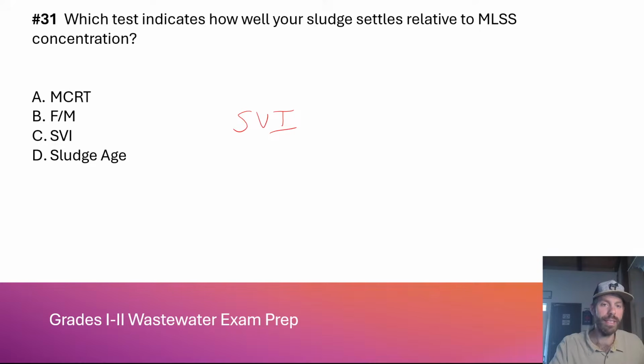MCRT is mean cell residence time, totally different calculation. Food to microorganism ratio, B, is totally different, and sludge age is similar to MCRT, but measuring a few different things. SVI is what you're looking for.